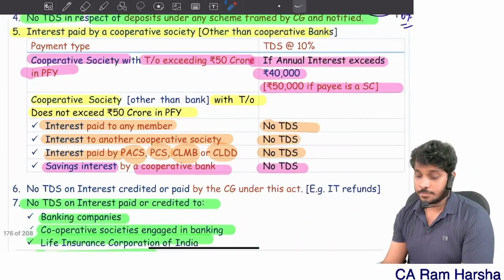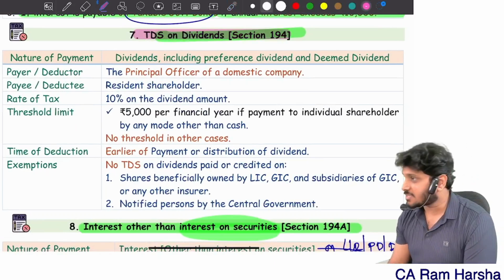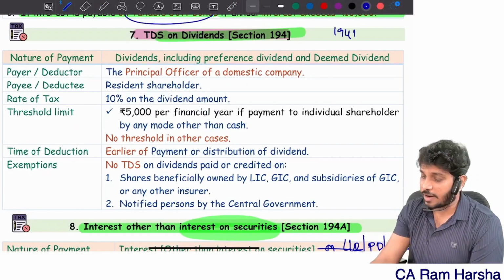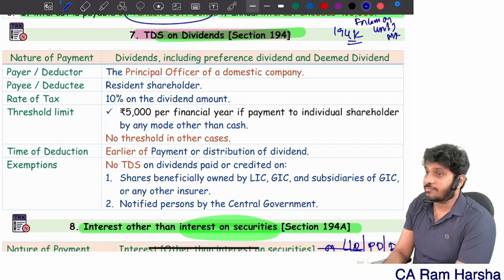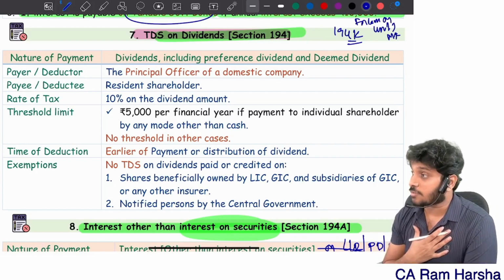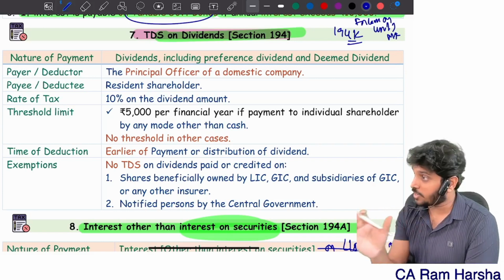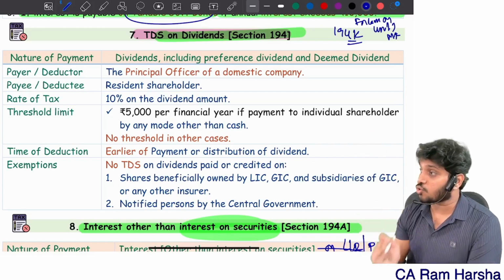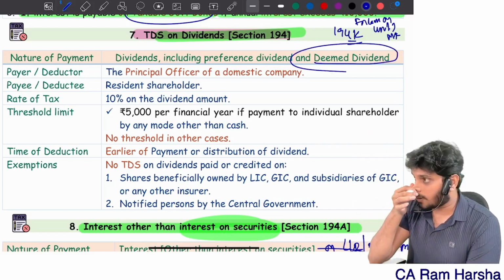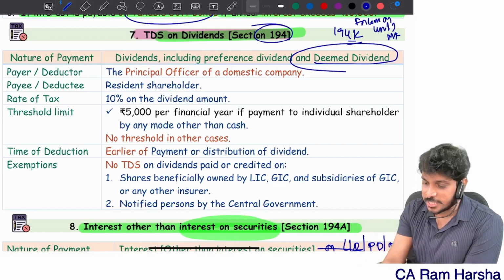All of you? Now we'll go back to 194, TDS on dividends. Remember, there is another section called 194K, income on units of mutual funds. Suppose I bought shares and securities of a company. On that I am getting dividend. Which shares? Equity, preference, whatever. Which dividend? Final dividend, interim dividend, deemed dividend also. Remember, deemed dividend is also covered. Yes or no? If I am getting dividend on shares, section 194 is applicable.